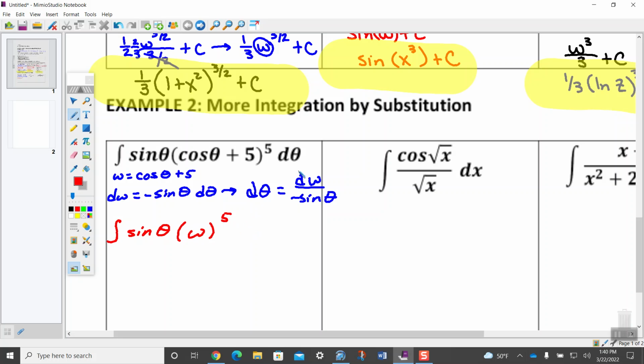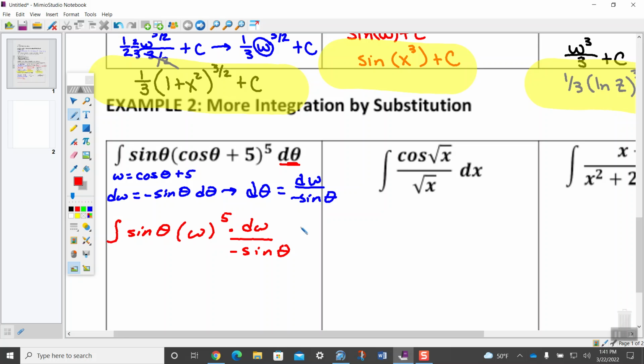And then how about this d theta? Leave it or change it? Change it to what? dw over negative sine theta. How many are with me at least to that point? Good up to there? Okay, anything you notice right here? After we've substituted, we said it would be really great if some things might start canceling to get everything in terms of w. Anything might fall out here now?